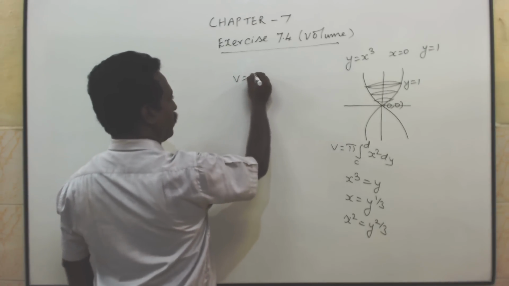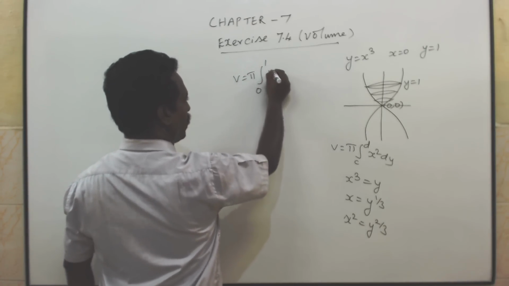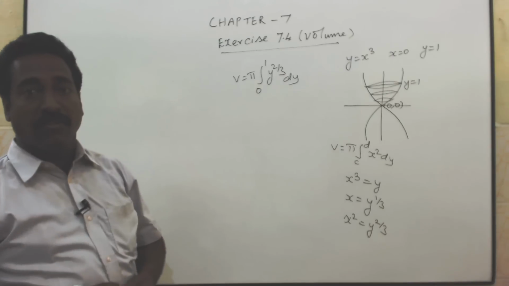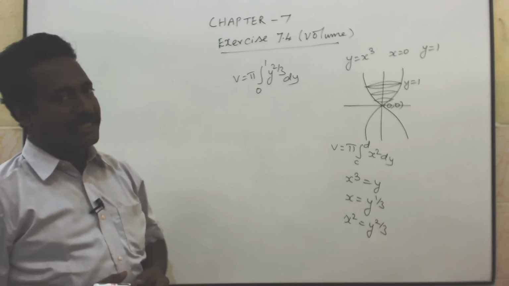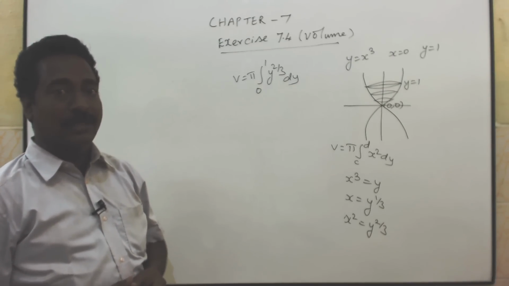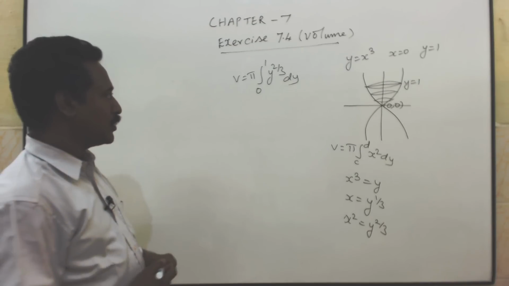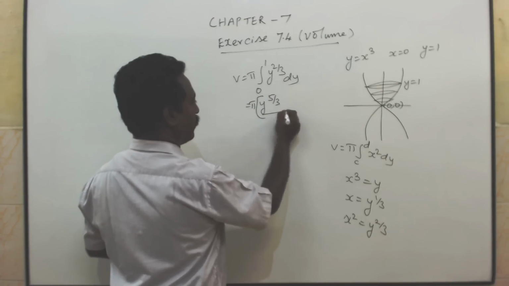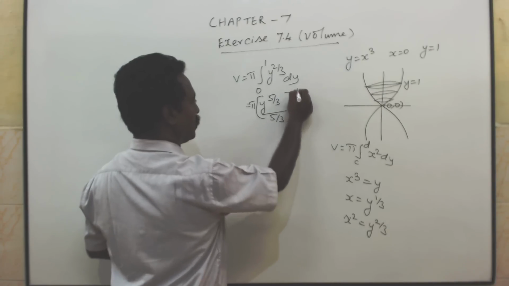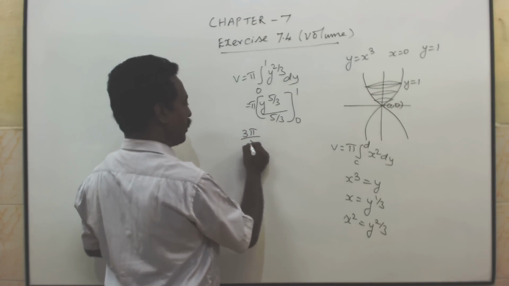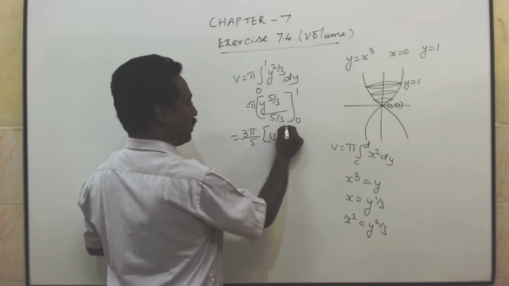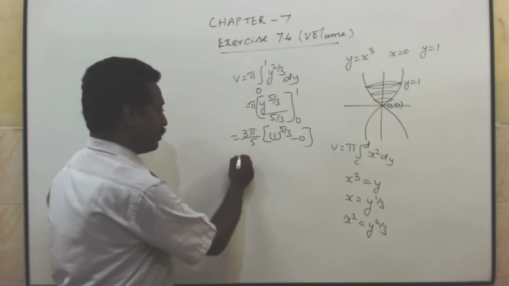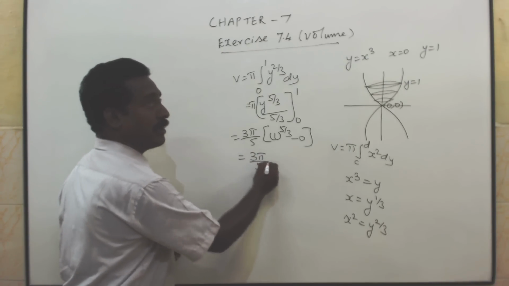V equal to pi, limit 0 to 1, y power 2 by 3 into dy. Integration of y power 2 by 3. What is the integration of x power n? X power n plus 1 by n plus 1. The same formula: y power 5 by 3 divided by 5 by 3, limit 0 to 1. That is 3 pi by 5. 1 power any number minus 0 power any number: 0 power any number is 0, and 1 power any number is 1. Therefore the answer is 3 pi by 5.